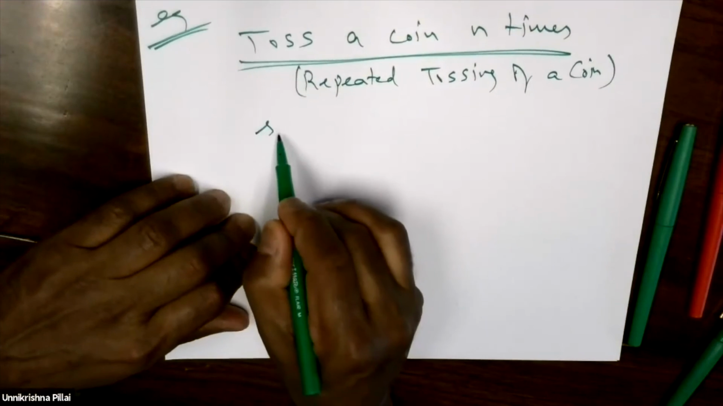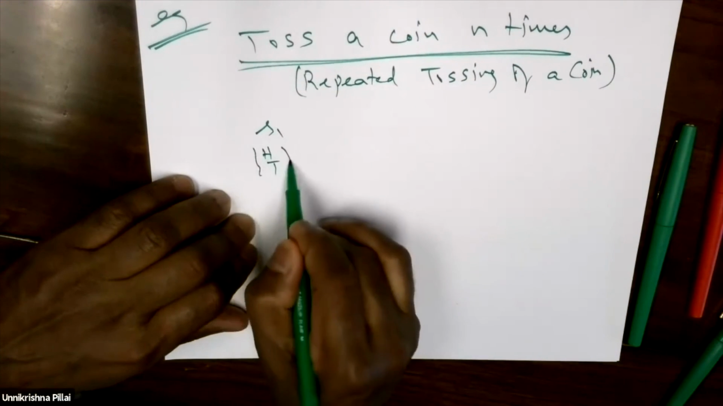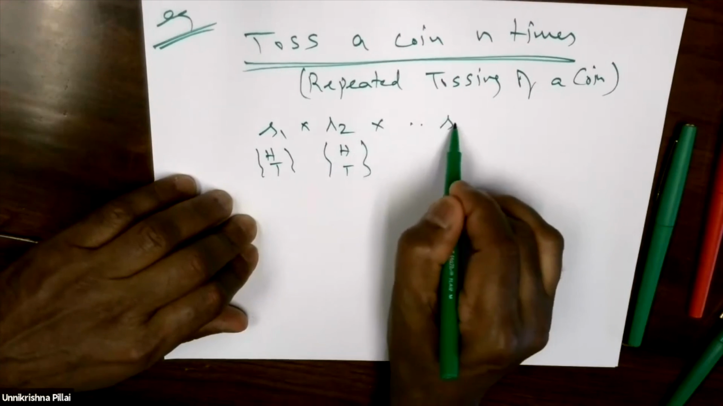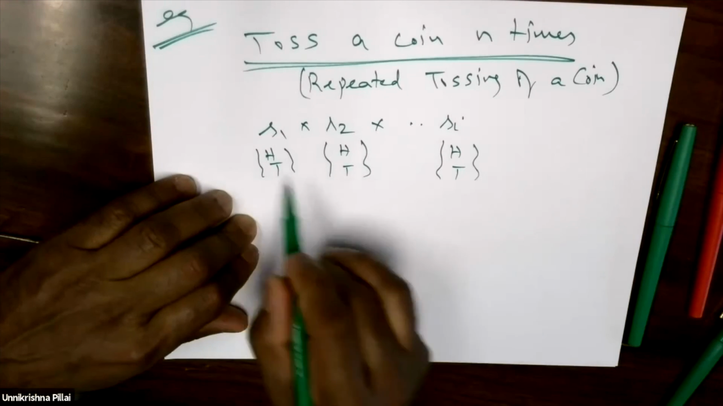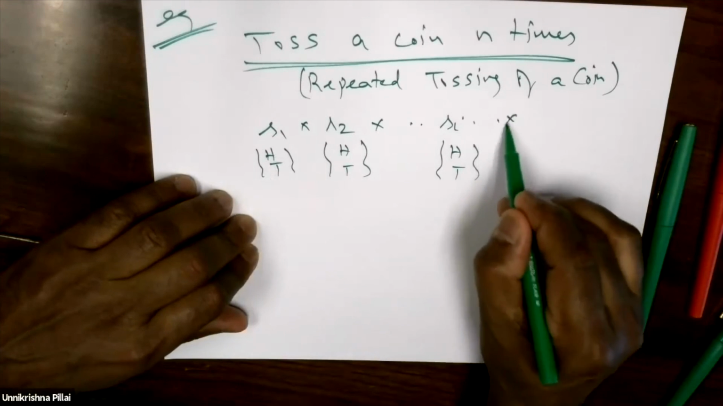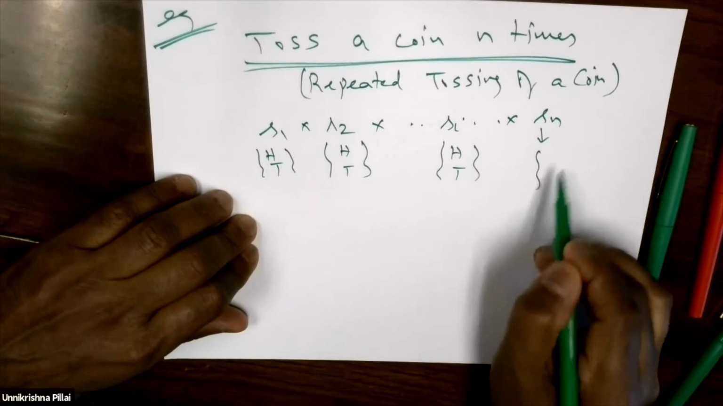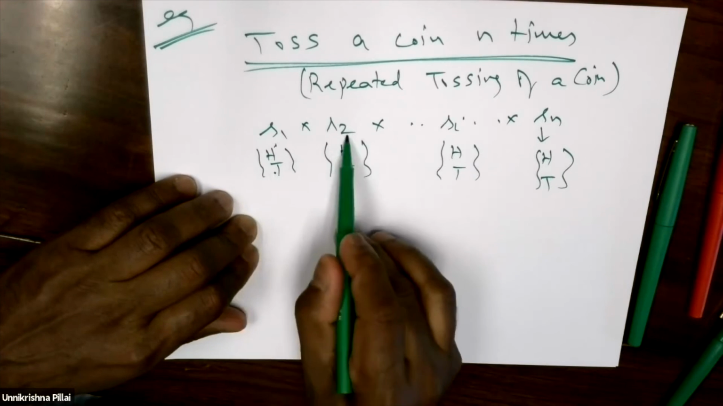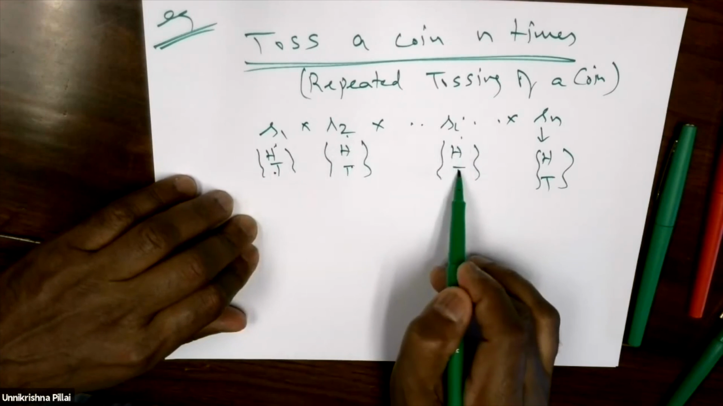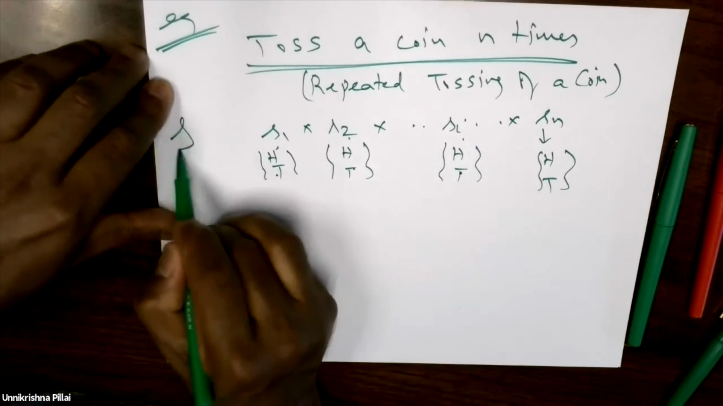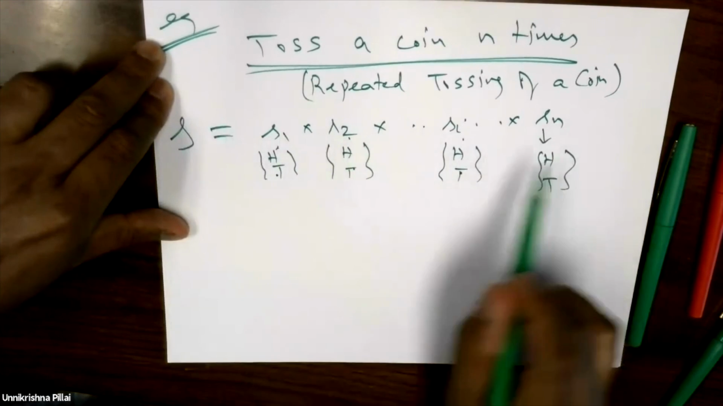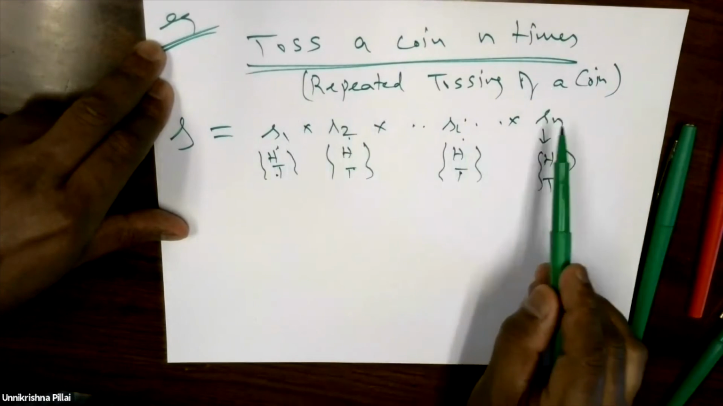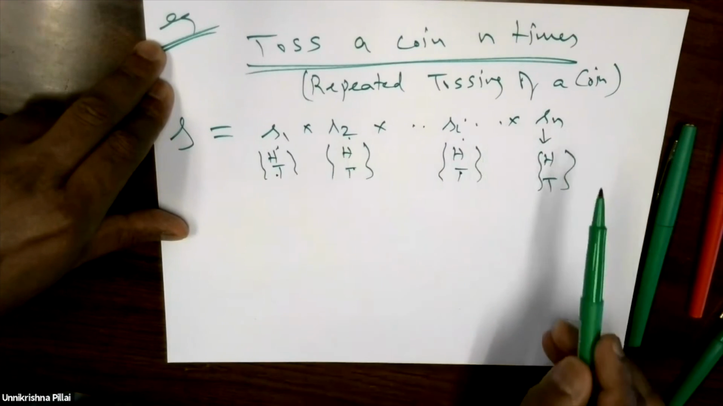So the first toss, you will have head or tail. I'll write it like this. Second toss, you will have head or tail, etc. The ith toss also you have. It's the same coin, so I don't have to write H and T. Cross the last toss also. So the sample space for each one of them is head or tail. So S1 is head or tail, S2 is head or tail, Si is head or tail. And I'm going to write S as the Cartesian product of all these. The Cartesian product is simply a fancy way of saying that I'm tossing a coin independently n times.